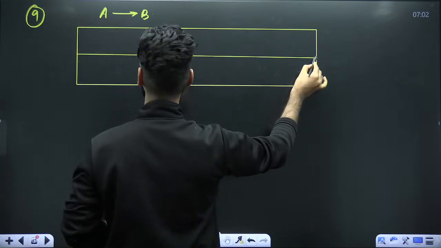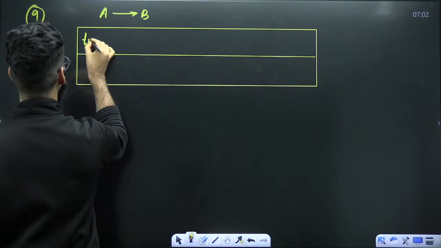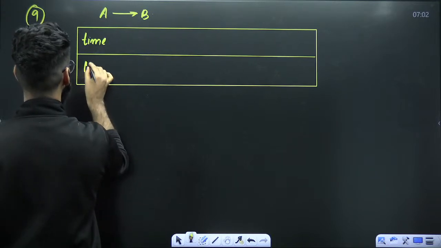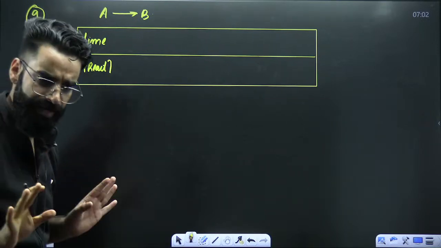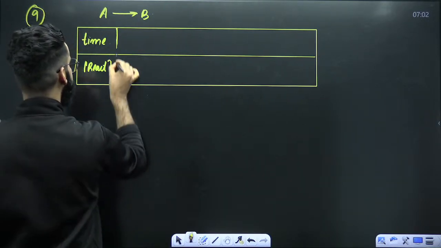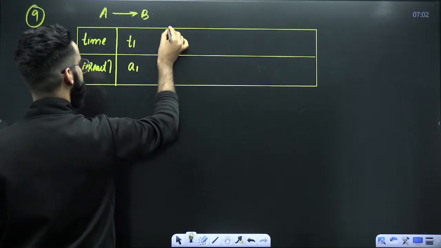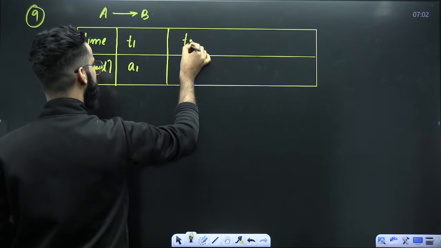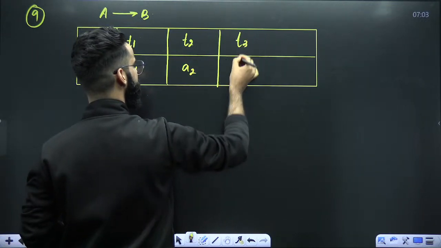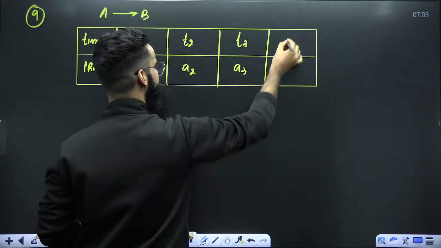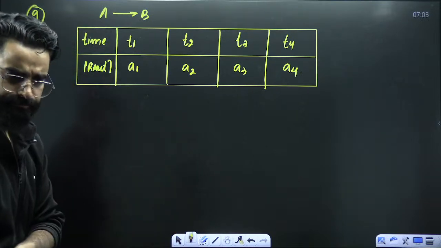This is the table which I'm getting, right? Here I'm mentioning time. Here I'm mentioning concentration of reactant, or pressure of reactant, for example. Now, my dear students, at time T1, let's assume the concentration of reactant was A1. At time T2, the concentration of reactant was A2. At time T3, the concentration of reactant is A3. At time T4, the concentration of reactant is A4, right?